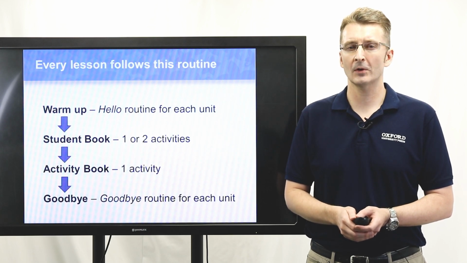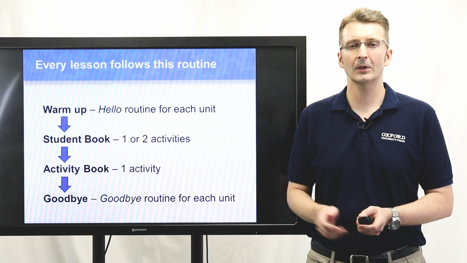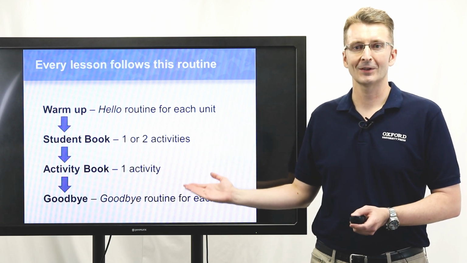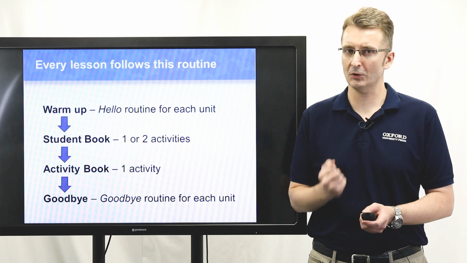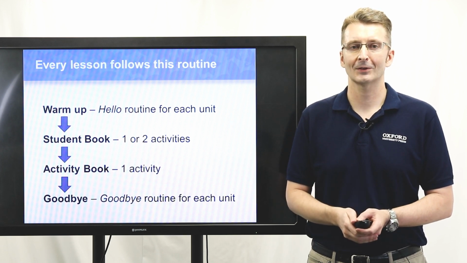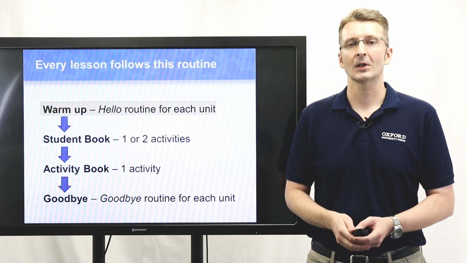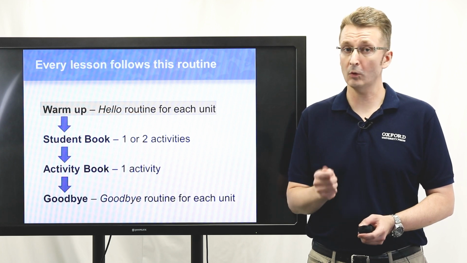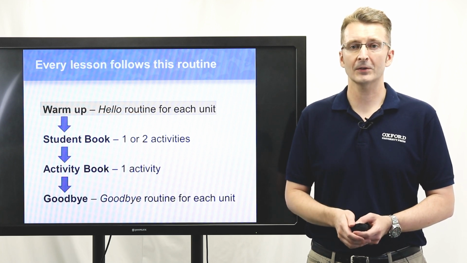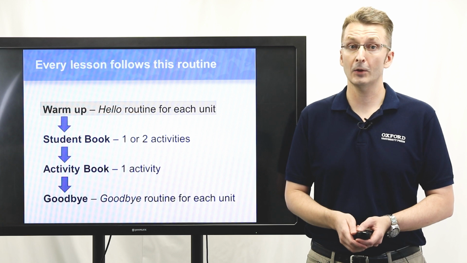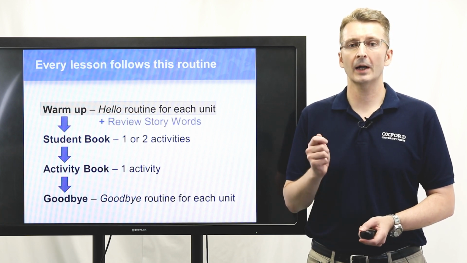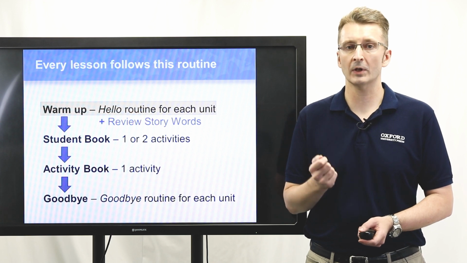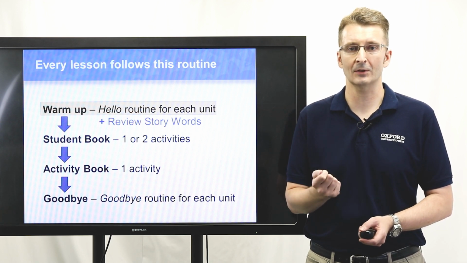In Learn English with Dora the Explorer, every lesson follows this simple pattern. So both you and your students will get into a rhythm and feel secure in each lesson. As always, the teacher's guide will tell you how to warm up your students. First, there will be the unit Hello routine. And in Lesson 6, you will be guided on how to review key story words from the previous lesson.